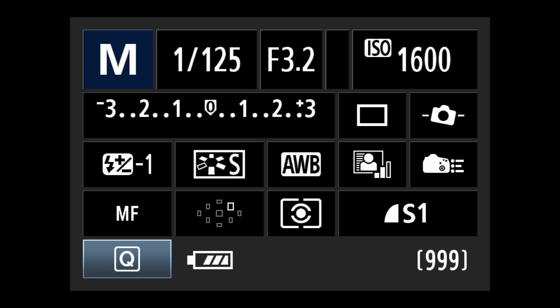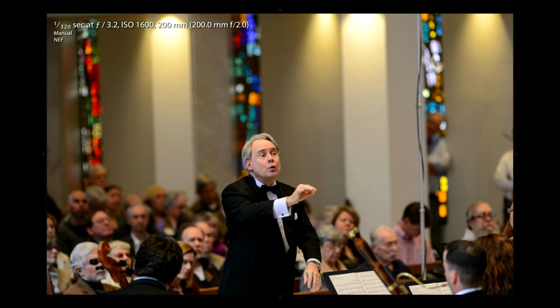I can lock my shutter speed. Right now, I'm moving my shutter speed. Right now, I'm not touching it, but I just want you to see that wherever I move the camera, it is going to stay right where I put it. So I can lock in these settings of 1/320, f/3.2, and 1600 ISO, and I don't have to worry about anything changing. So let's go ahead and take a look at this shot.